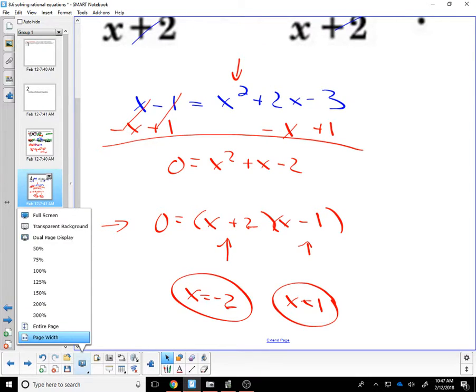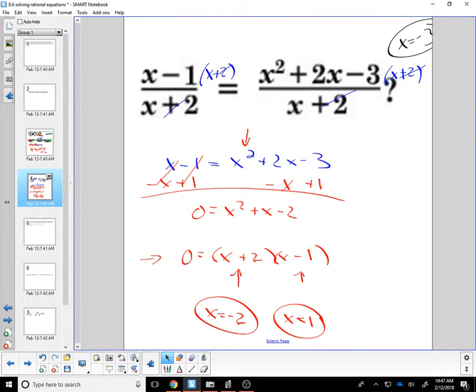Let me do the full screen. Because while you're copying that, I want you to think about something real quick. Are there restrictions on this equation? -2. I should have got -2. You should have got -2? Yeah, but I don't know how to get the 1.